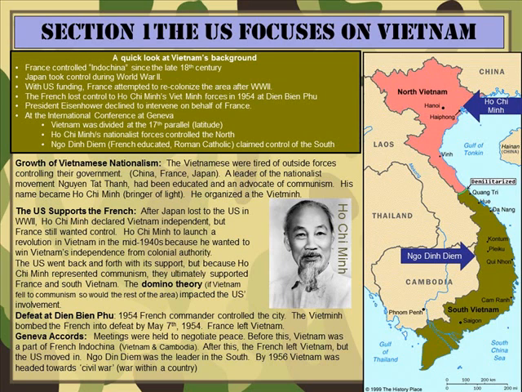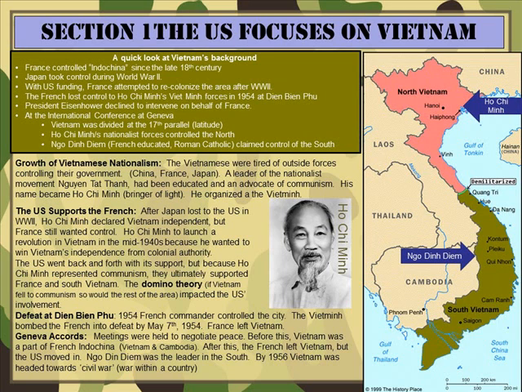The domino theory, if Vietnam fell to communism so would the rest of the area, impacted the U.S.'s involvement. Defeat of Dien Bien Phu. In 1954, the French commander controlled the city. The Viet Minh bombed the French to defeat by May 7th, 1954, and then France left Vietnam.